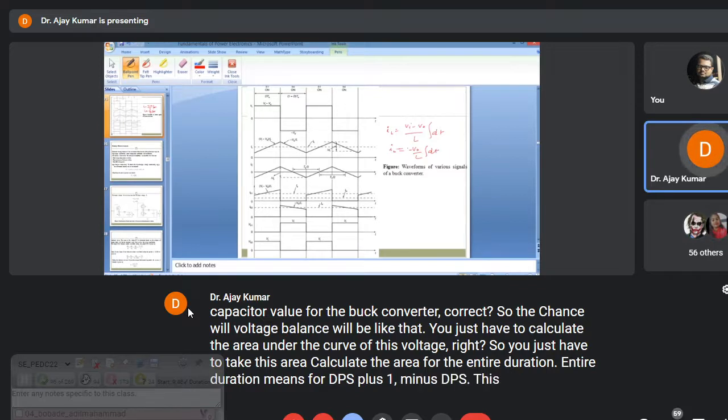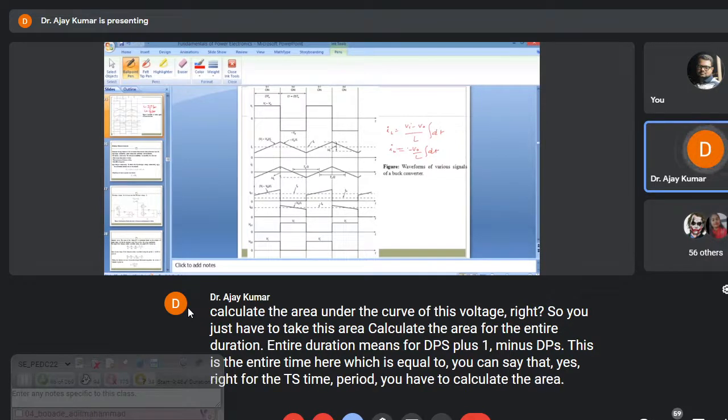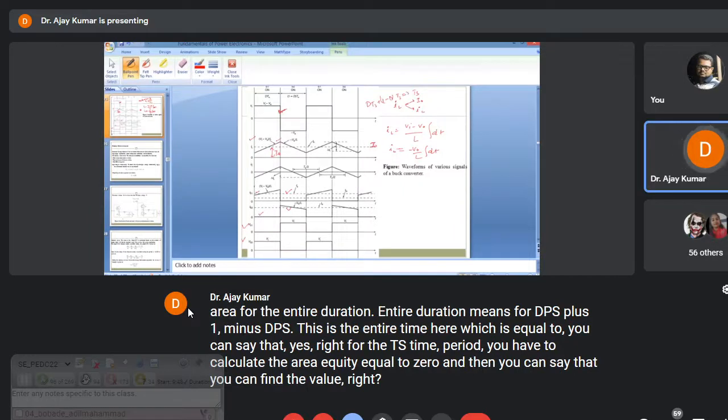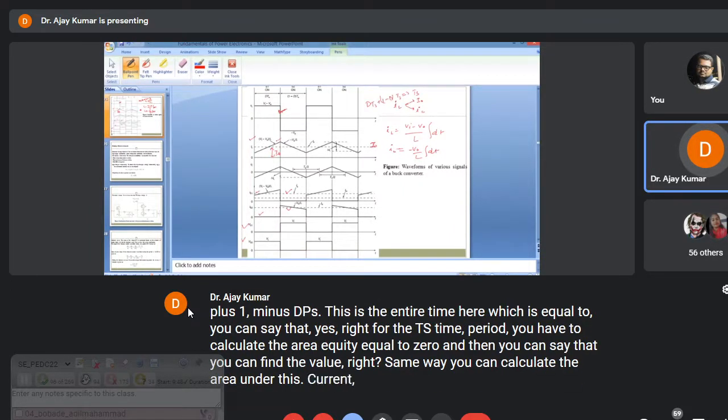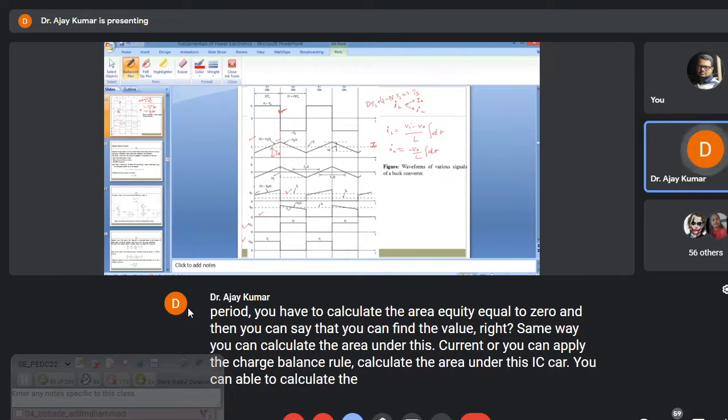This is the entire time period, which is equal to TS, right? For the TS time period, you have to calculate the area and equate it to 0, and then you can find the value of the inductor, right? Same way, you can calculate the area under this current, or apply the charge balance rule, calculate the area under this IC curve, and you can calculate the capacitor value. So these are the two important calculations.